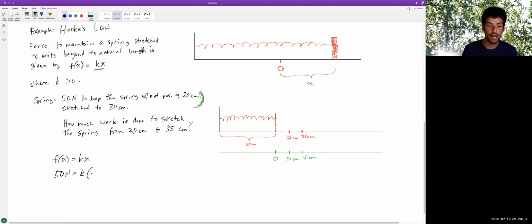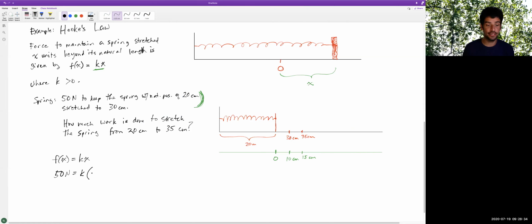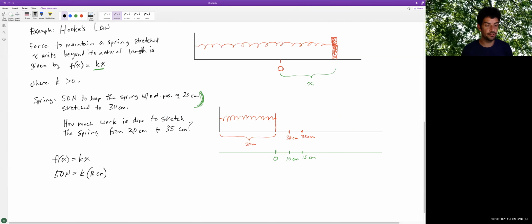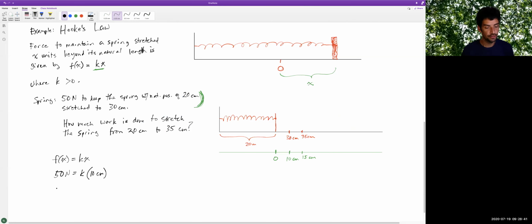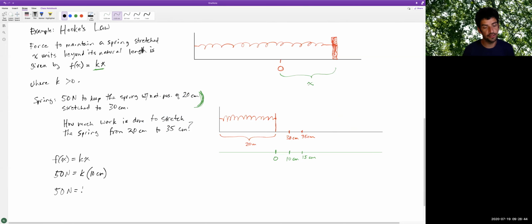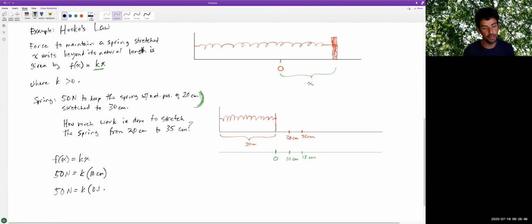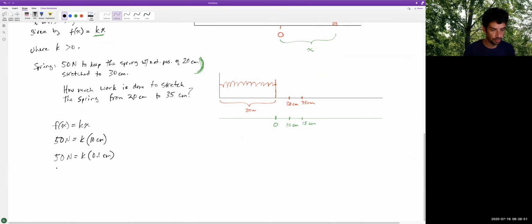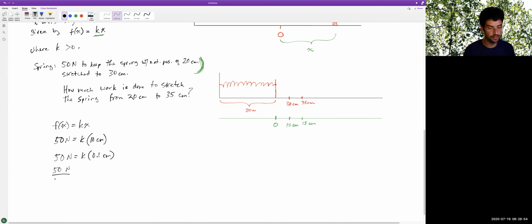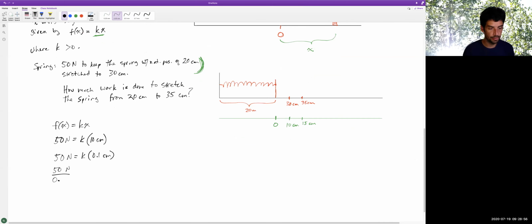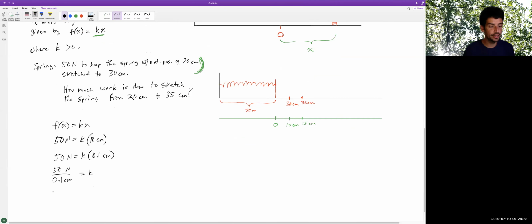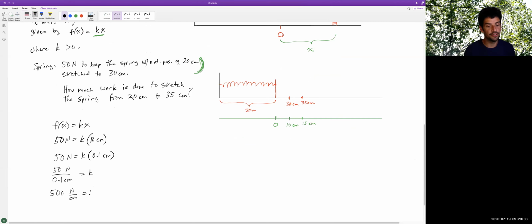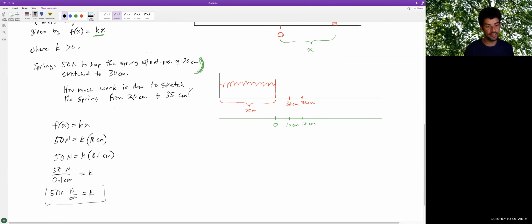which is 10 centimeters past natural. But we've got to be careful. We need our units to work out because newtons is in meters. So let's change everything to meters. This means k times 0.1 meters. In other words, we get 50 newtons divided by 0.1 meters equals k, or 500 newtons per meter is equal to k. Okay, that gives us the value of k.